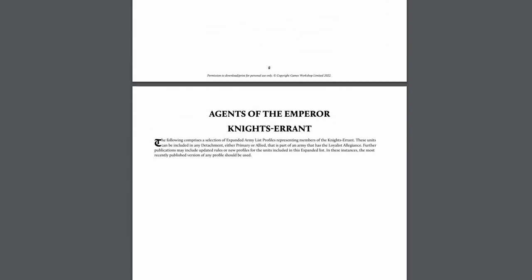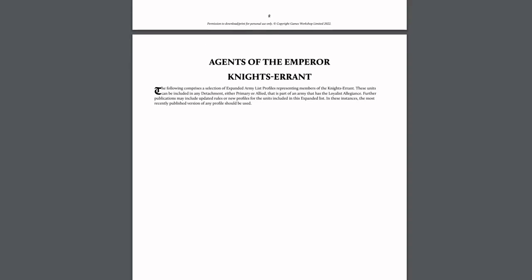So first of all, we've got the Knights Errant. These guys have stats in the old Horus Heresy books. Now there's a little section here that talks about how you can include them, and that further publications might include updated rules or new profiles for units in this list.